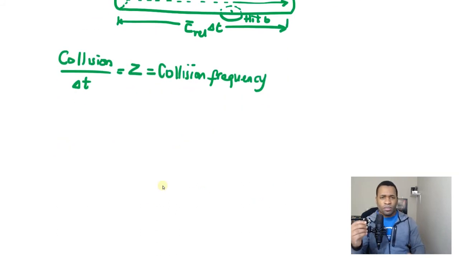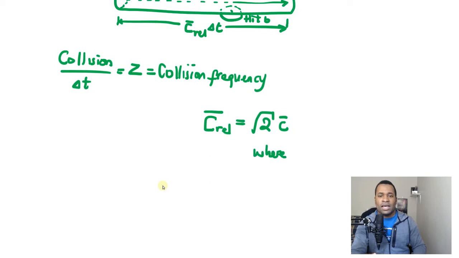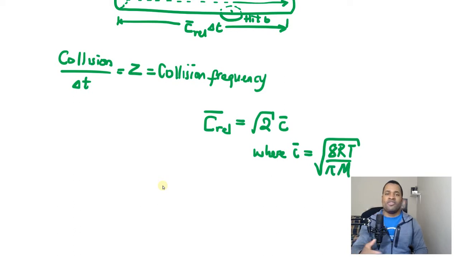Now in here, we need to notice that our relative speed, or relative mean speed, is actually equal to the square root of 2 multiplied by the mean speed, where our mean speed is expressed as the square root of 8RT over pi M, where the big M is represented as the molecular weight of that particular gas molecule.